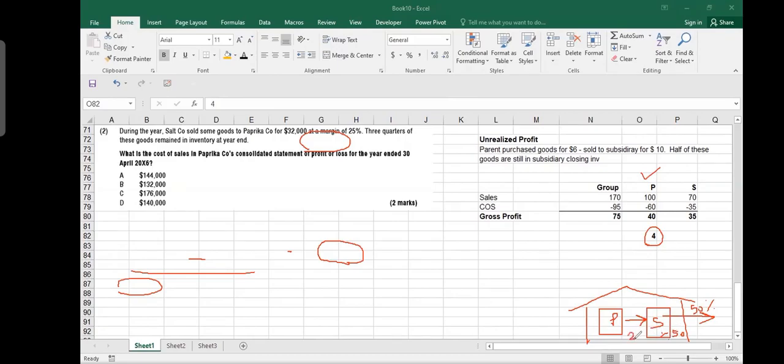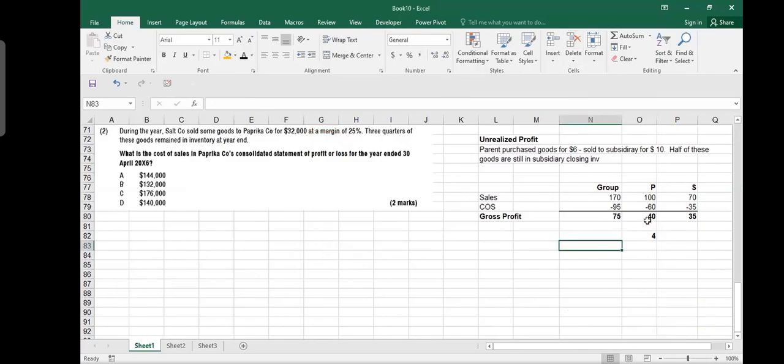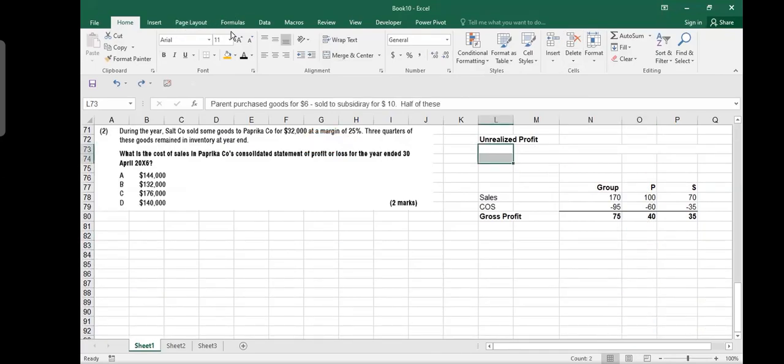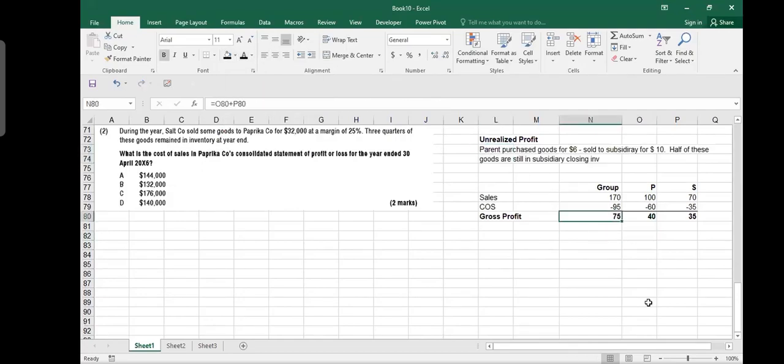That is called $2 unrealized, because the total profit was 4. 50% of the goods are in the group, therefore 50% of the profit is unrealized. The profit on the unsold goods is called unrealized profit. The group cannot recognize it. Now, what is happening? If I made a total of 75, it will not work now. What I need to know is that there is $4 of total profit, out of which 50%, which is $2, is unrealized.